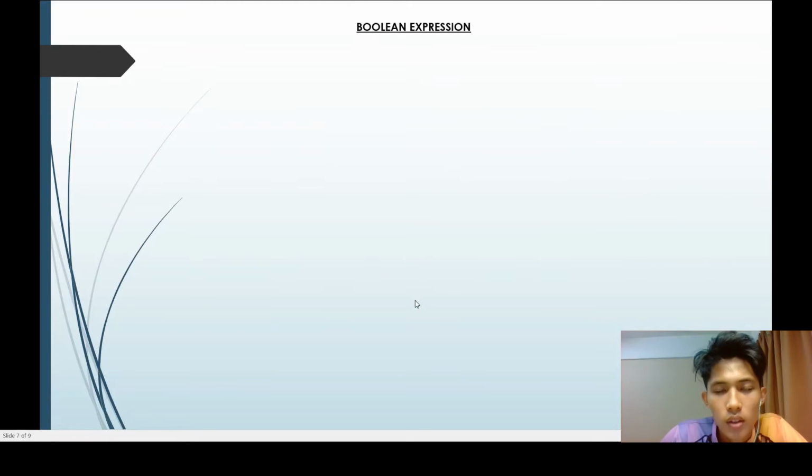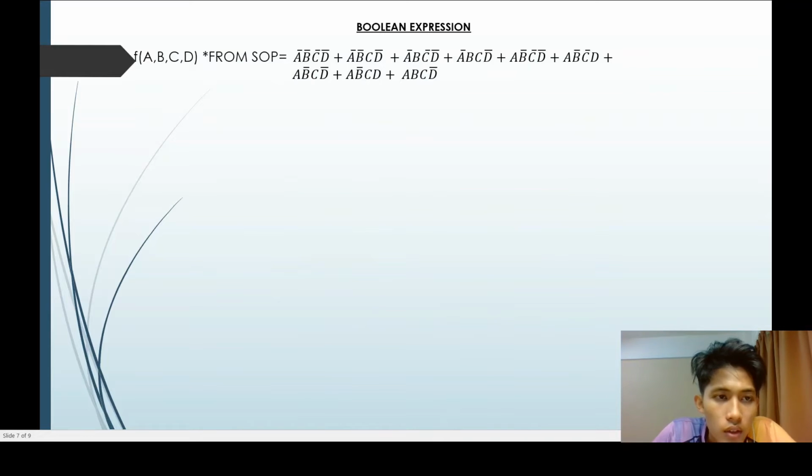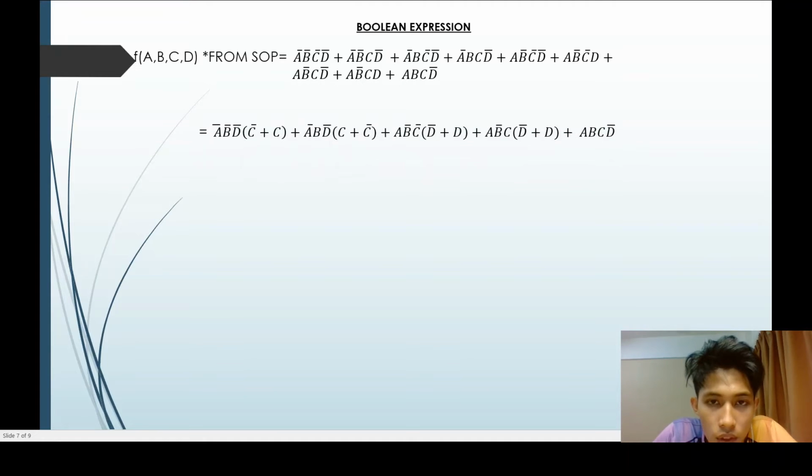The next one is the Boolean expression to simplify the equation, so we can draw the logic gates with a minimum number of logic gates. First, I use the equation from the SOP form because it's easy to simplify by using the Boolean algebra rules. So the first step from the SOP form equation, what we can do is factorize this one.